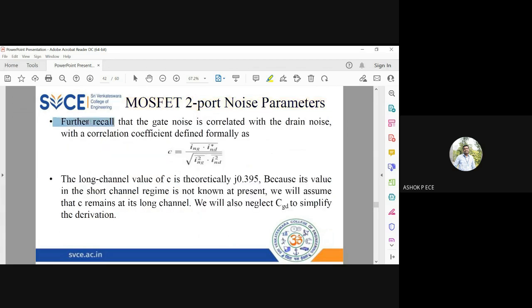We know that the correlation coefficient is defined by I_NG I_ND conjugate divided by the root of I square NG times I square ND. Correlation means we are going to see how the gate noise and drain noise are correlated. Theoretically, for a long channel it is j 0.395, which means they are correlated by only 40 percent. 40% means the gate noise and the drain noise are similar by only 40 percent. We are going to see how we can minimize the correlation.